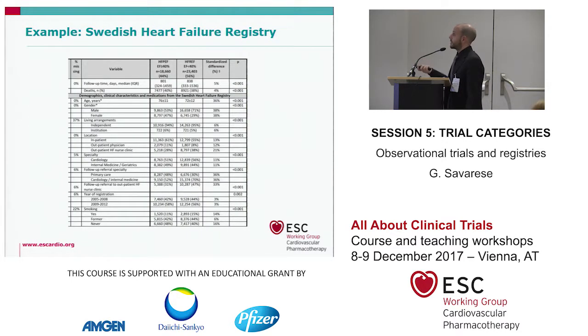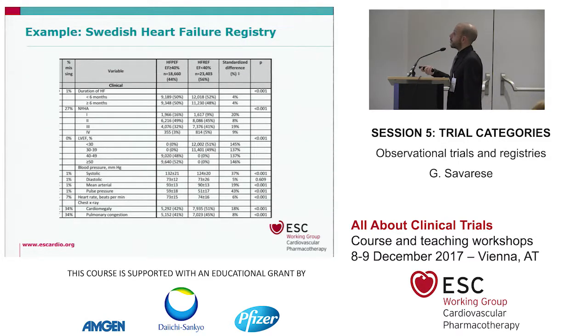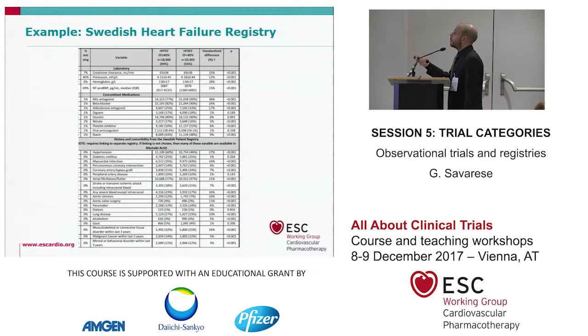This is an example of our CRF, and this is just to show you how many variables we have: age, gender. We know if they are inpatients or outpatients. We know in which kind of departments they were registered. We know when they were registered. We know if they are smokers or not. We know ejection fraction. We know NYHA class. We know blood pressure. We know the reason of the heart failure. We know all the cardiovascular and non-cardiovascular comorbidities.